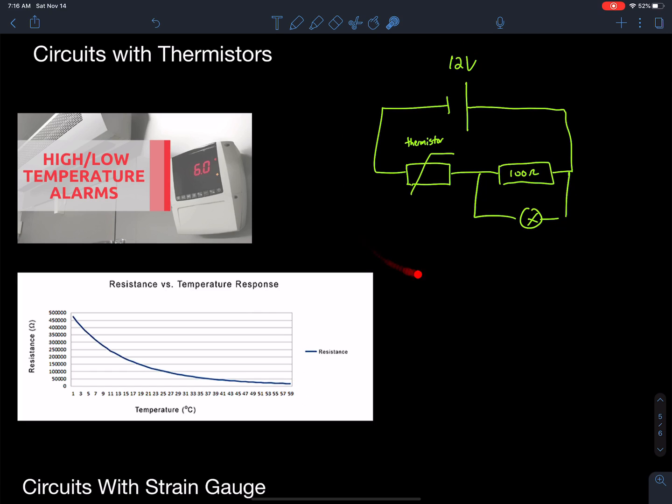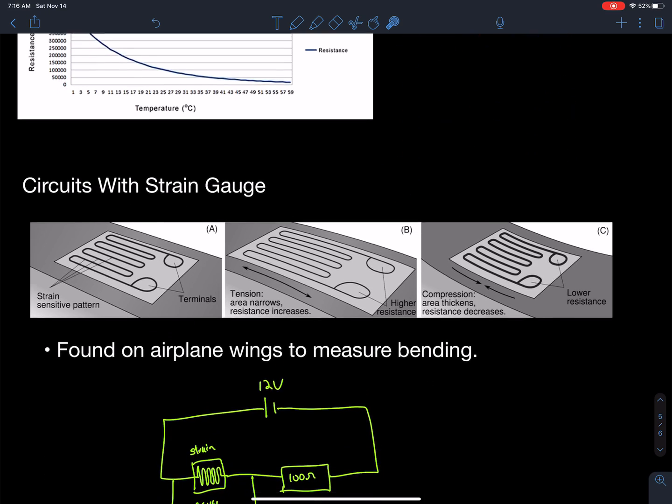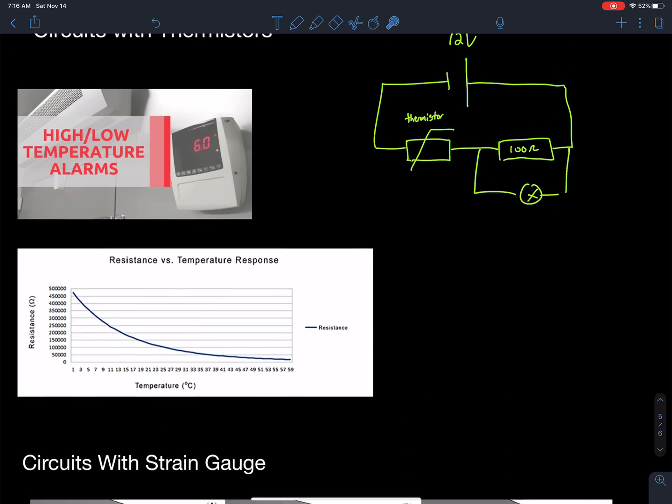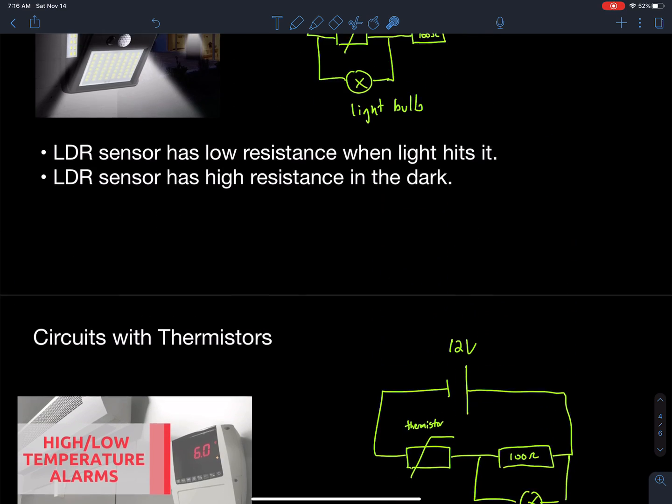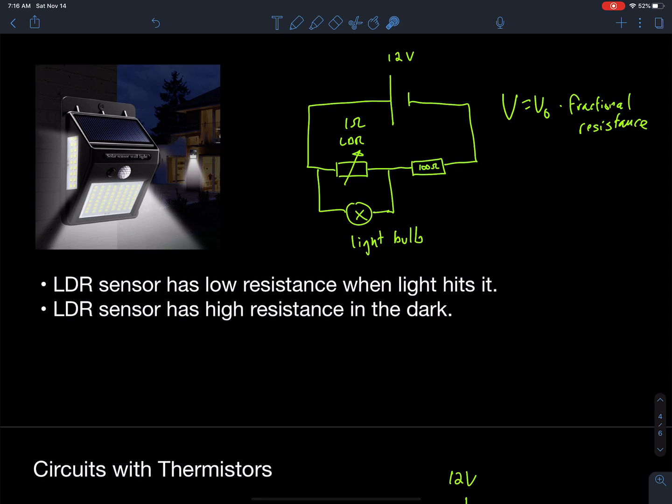That would be on submarines or attached to power generators that we don't want to overheat, or inside of your car. When components start to overheat, you get a light that turns on. That's probably the circuit that is doing that. And the last one is a strain gauge. Oh, first of all, just to show you the symbols for the thermistor, this is all in your data booklets. And that's the symbol for an LDR. It's in your data booklet.